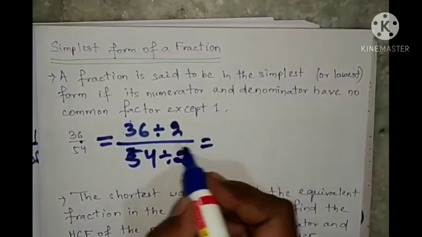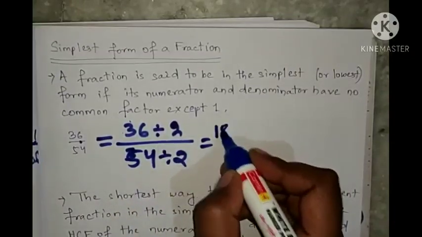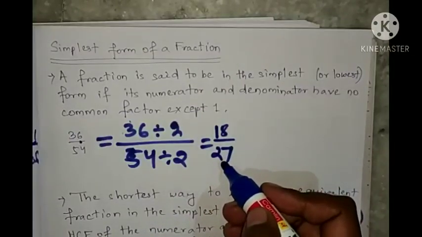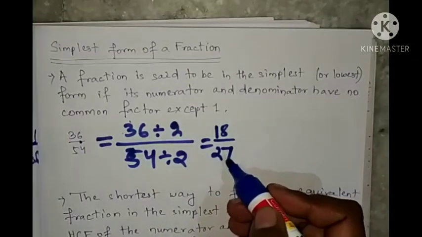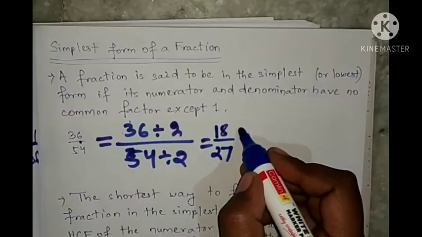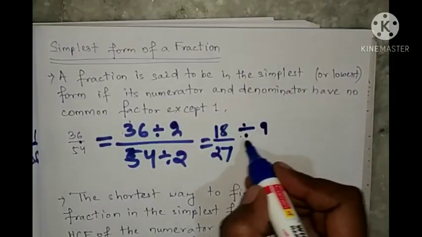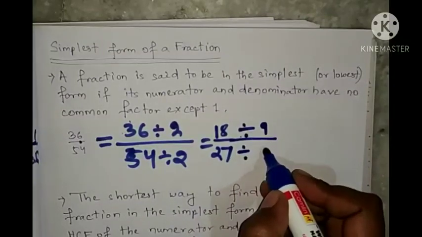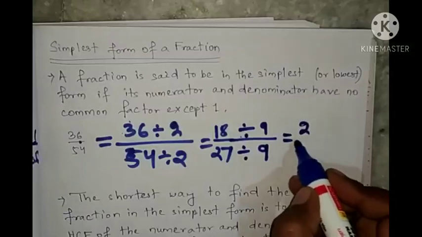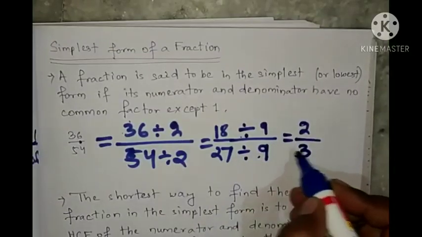How much are you getting? 18 by 27. But here they have a common factor more than 1. So again, what will you do? 18 divided by 9, 27 divided by 9. 9 is a common factor. 9 twos are 18, and 9 threes are 27.